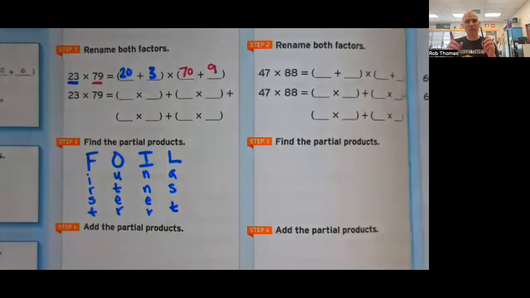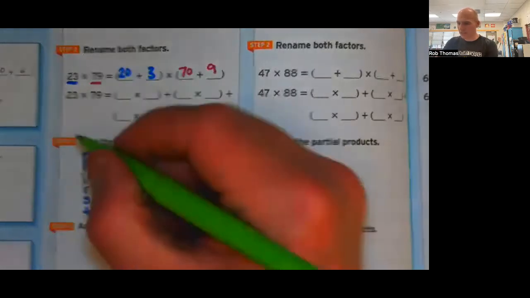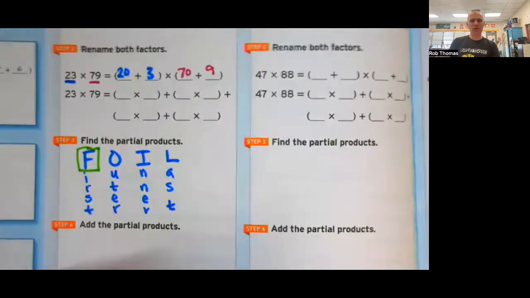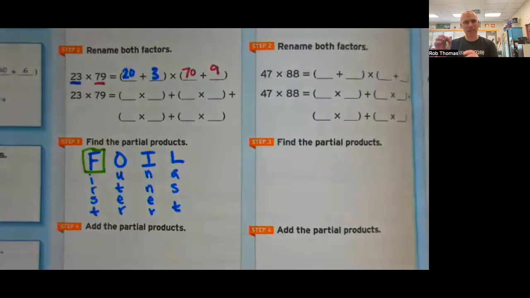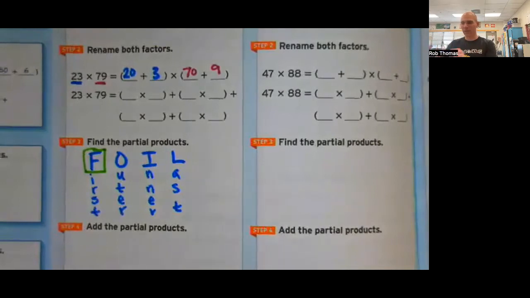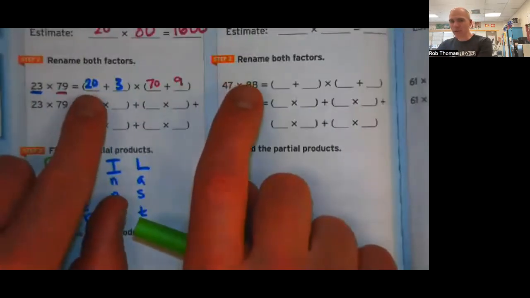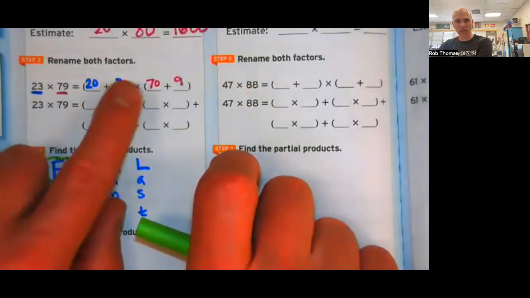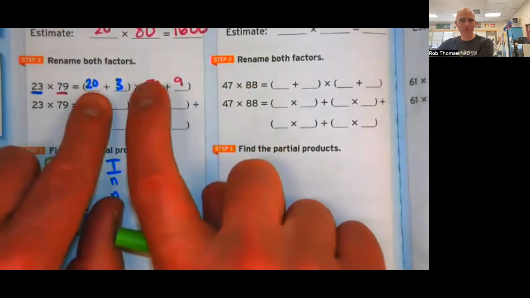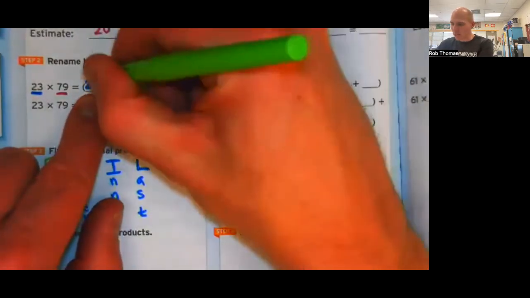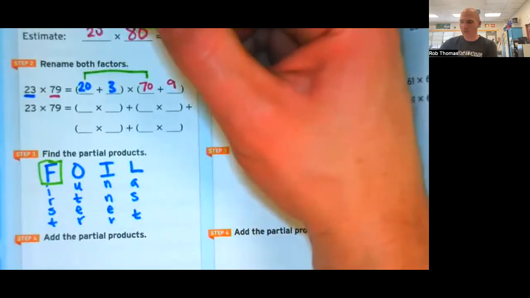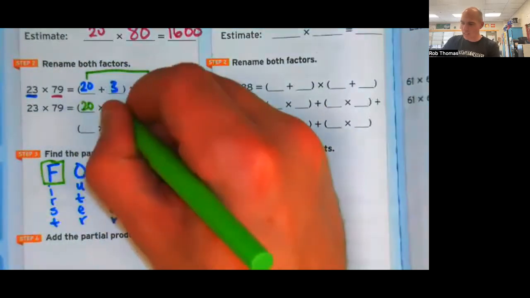So the first thing I want to do is multiply the first. You know what I should have done is I should have used a different color for each letter. So I'm going to put a little green around the F here. I'm going to use the green marker to indicate what I mean by first. I mean the first number in the 2 splits I just did. So the 20 is the first number out of 20 and 3. And then 70 is the first number out of 70 and 9. And so we're going to multiply the first numbers, the 20 and the 70. So I'm going to write 20 times 70 here.